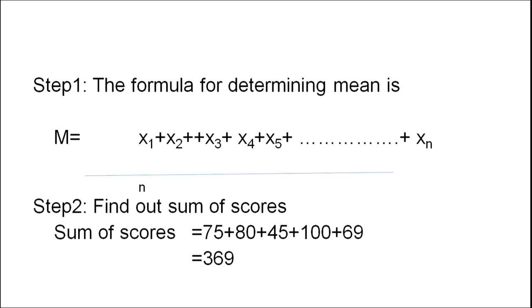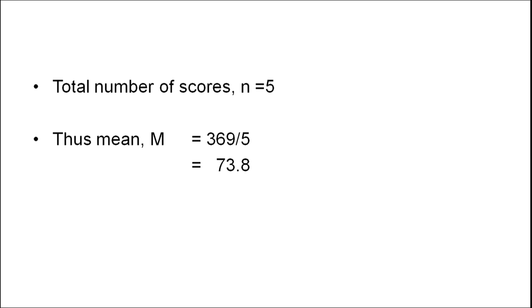Step 2. Find out the sum of scores. In this case, sum of scores is equal to 75 plus 80 plus 45 plus 100 plus 69 equals 369. Total number of scores, n is equal to 5. Thus, applying the formula, mean is equal to 369 divided by 5 equals 73.80.